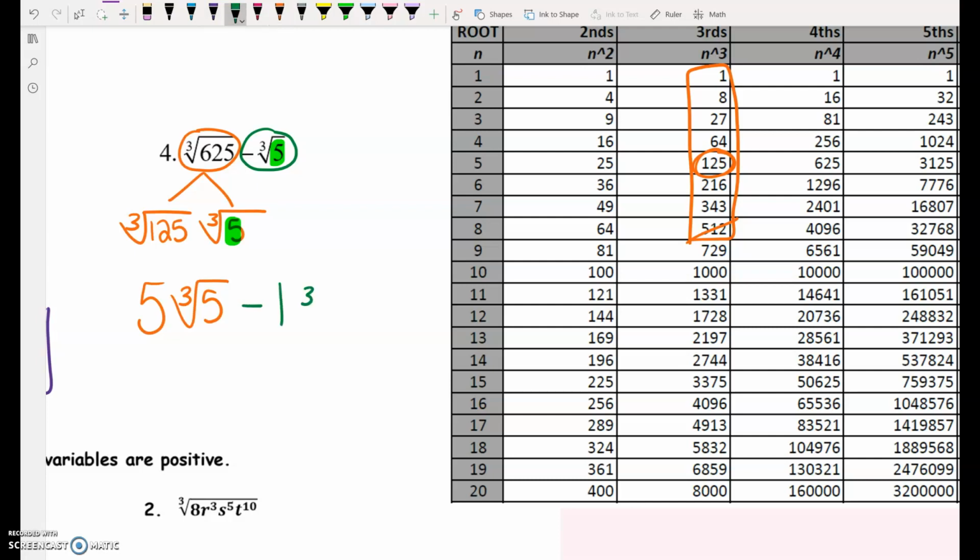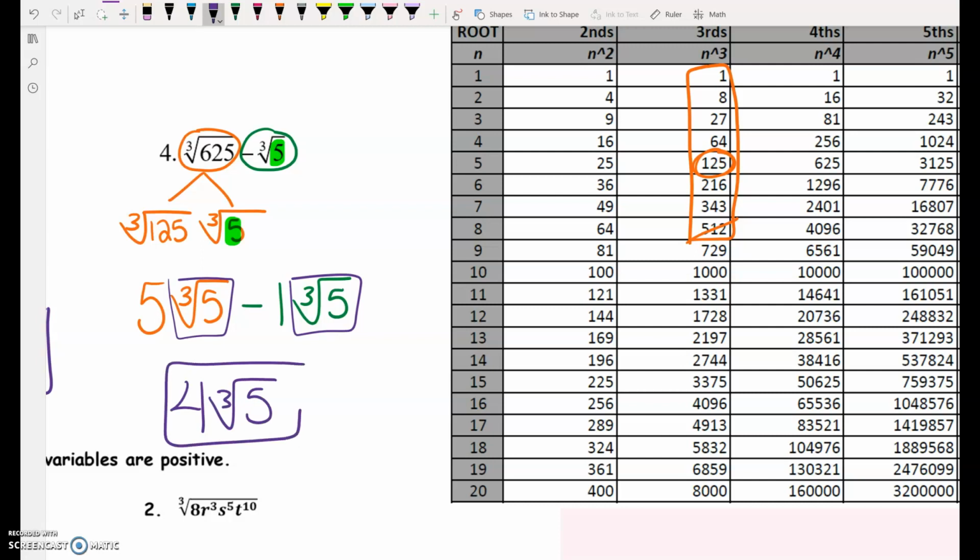minus 1 times the third root of 5. There's a 1 in front of that second term. Now, sometimes there will be numbers in front of that. It won't always be minus 1, but it is in this case. Now we have 5 cookies minus 1 cookie. That gives us 4 cookies. 4 times the third root of 5.